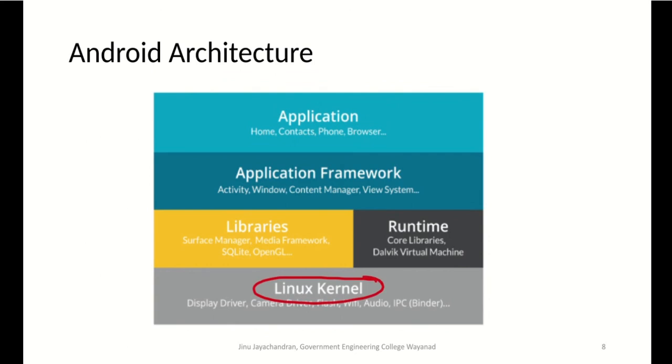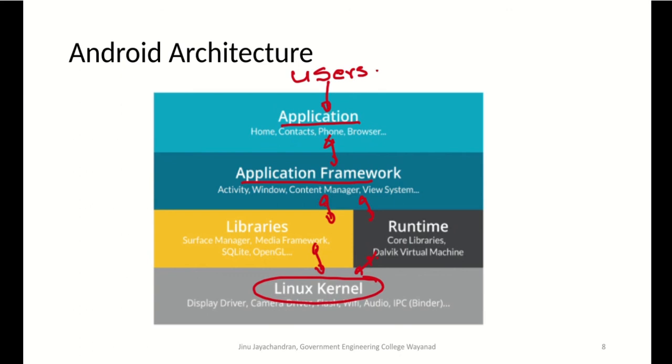We'll see what all the functionalities of the Linux kernel are. The Linux kernel will be interacting with libraries and runtime. Above libraries and runtime, you have the application framework, which will interact with libraries and runtime. And above the application framework, you have the applications, which interact with the application framework, and applications are used by users. So when you open an application, it will go to this application layer.